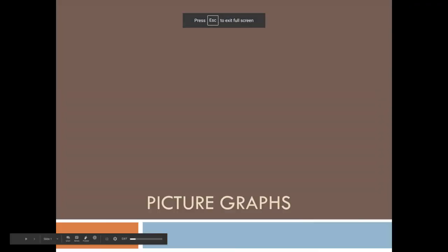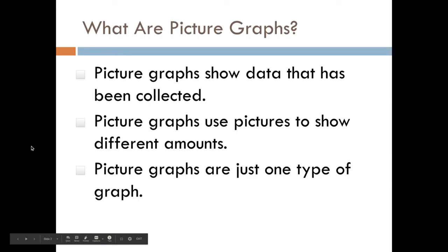Boys and girls, this week in math we are going to be focusing on two types of graphs. And this is the first type. They are called picture graphs. What are picture graphs? Picture graphs show data that has been collected. Picture graphs use pictures to show different amounts. Picture graphs are just one type of graph.